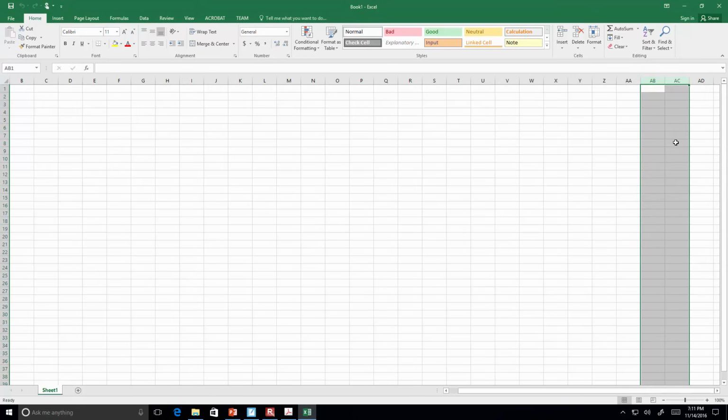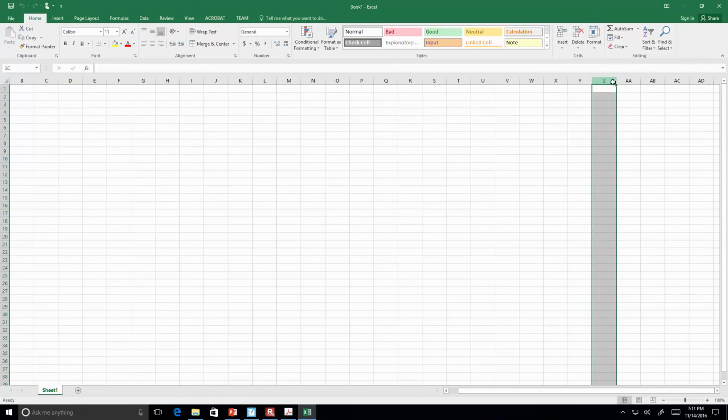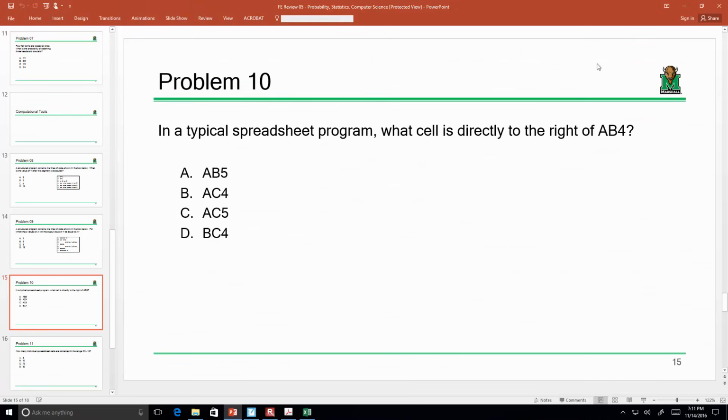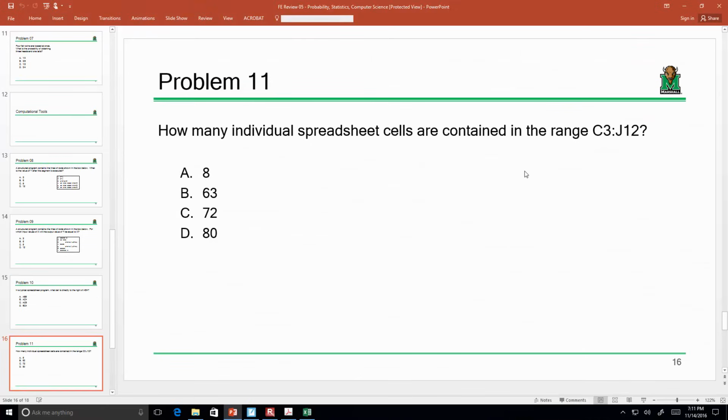But yeah, when you look at your columns after Z, they go AA, AB, AC, AD. So if you're here at AB4, which is right there, the next one to the right is AC4. So it's not hard, but you just got to think about it, you know. Okay? Now you'll like this one. How many individual spreadsheet cells are contained in that range? I'll give you all time to think about that.